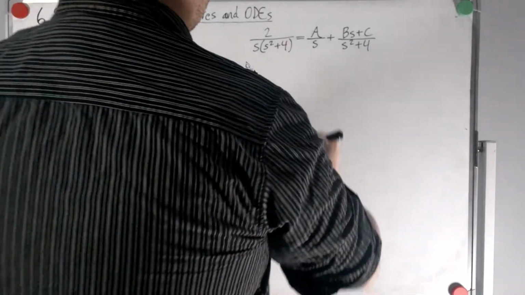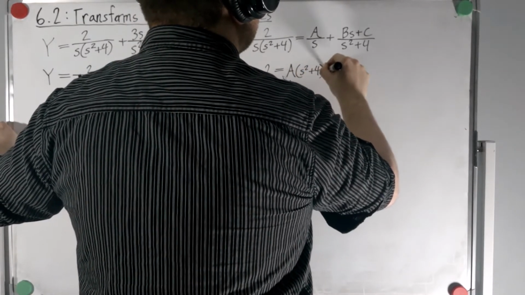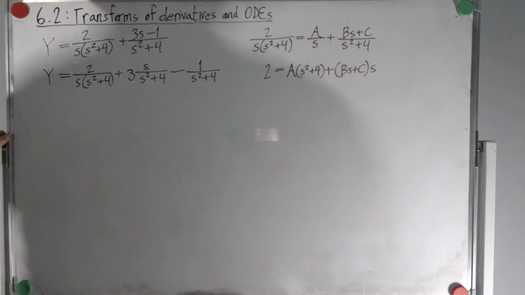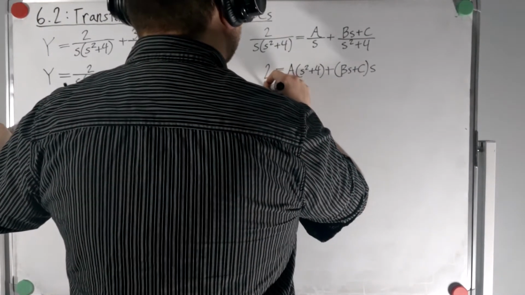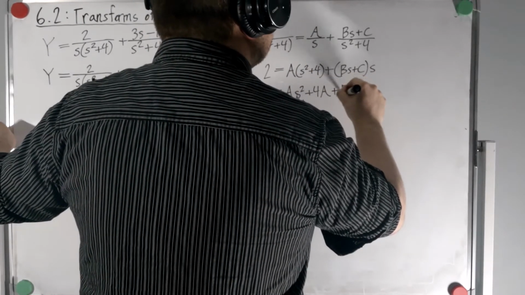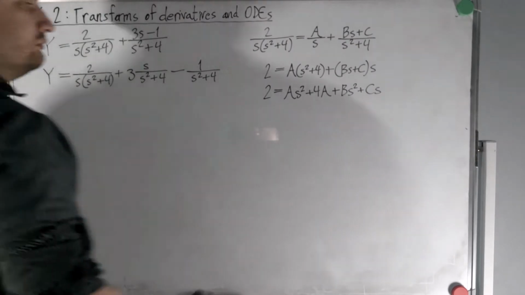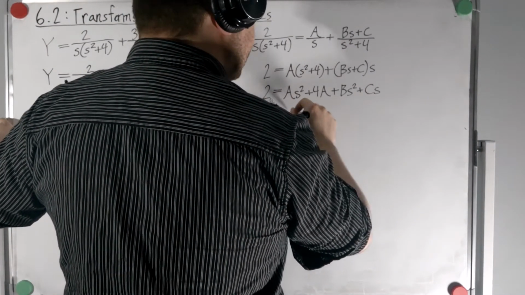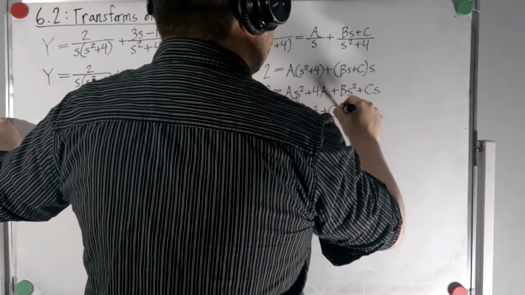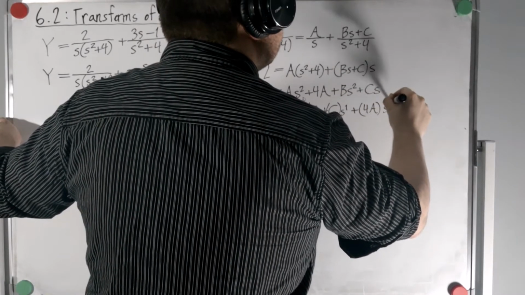So this becomes 2 equals A times (s squared plus 4) plus (Bs plus C) times s. You multiply through, you get 2 equals As squared plus 4A plus Bs squared plus Cs. Collect like terms in powers of s, and we have (A plus B) times s squared plus C times s to the first plus 4A times s to the 0.